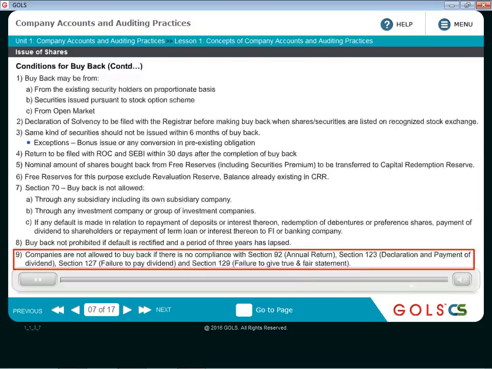The company is not allowed to buy back if there is no compliance with section 92, which is related to annual return, section 123, which is related to declaration and payment of dividend, section 127, which is related to failure to pay the dividend, and section 129, that is, failure to give a true and fair statement. So if there is any violation of any of these sections, then again the buyback is not allowed. These are all the negative clauses which say the circumstances in which the buyback is not allowed.